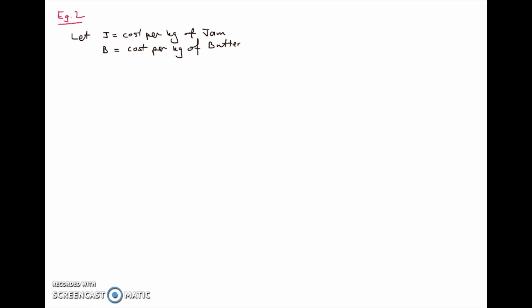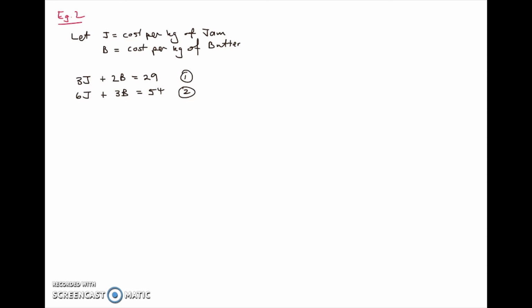Now 3 kilos of jam and 2 kilos of butter cost $29. So we can write 3J plus 2B equals 29. And that's one equation. We also know that 6 kilos of jam, so 6J, plus 3 kilos of butter, 3B, equals 54. So that's our second equation.